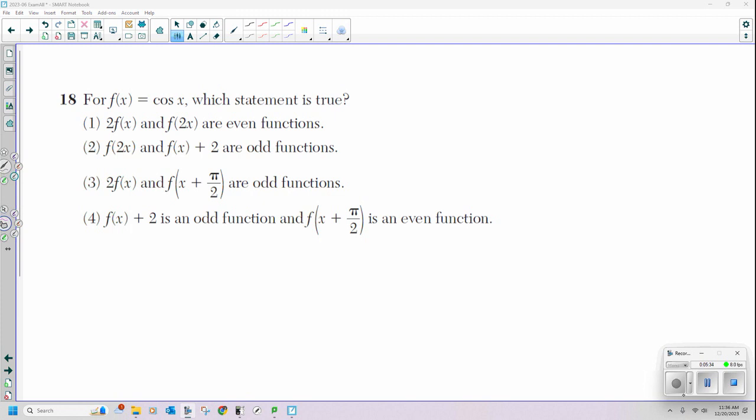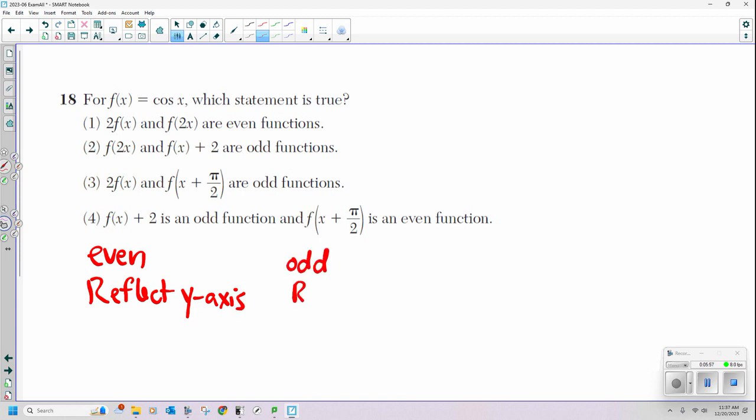Let's first state, how can I tell by visually looking at something if it's even or if it's odd? If it's even, it would reflect over the y axis. If it's odd, it reflects through the origin.